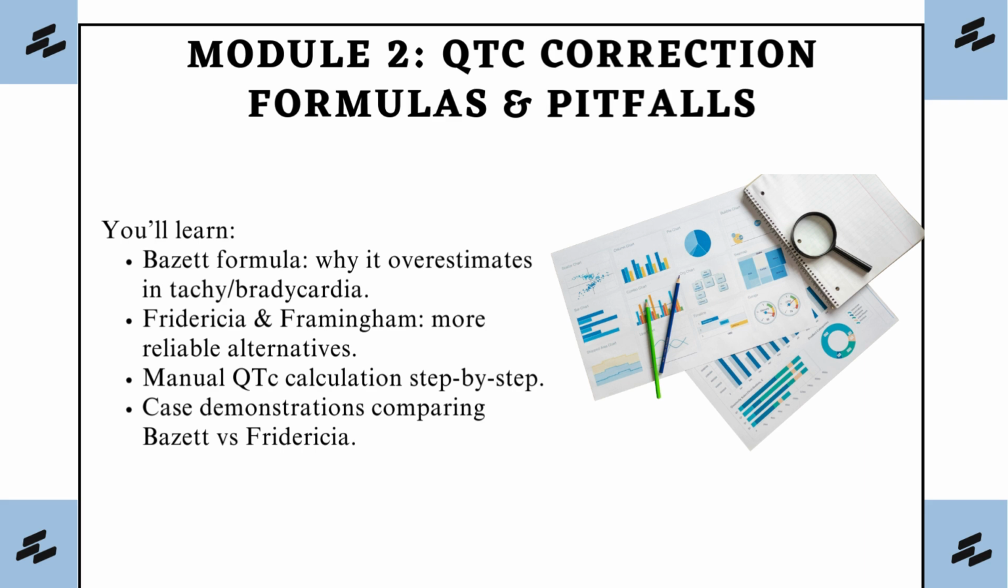Fridericia's formula, QTc equals QT divided by the cube root of RR, is more accurate in children and adolescents, particularly at extreme heart rates. Framingham's formula offers another alternative, often closer to true values than Bazett. You will learn step by step how to manually calculate QTc and compare outputs across formulas. Case examples will demonstrate how the same adolescent patient may show a borderline QTc with Bazett, but fall into the normal range with Fridericia. By the end of this module, you will understand which formula to use in different scenarios and how to interpret discrepancies between them.